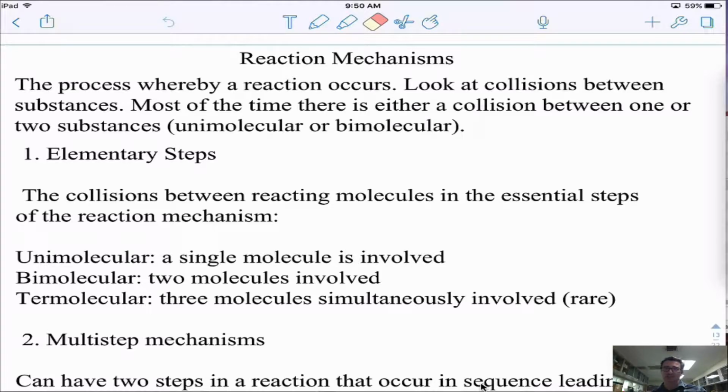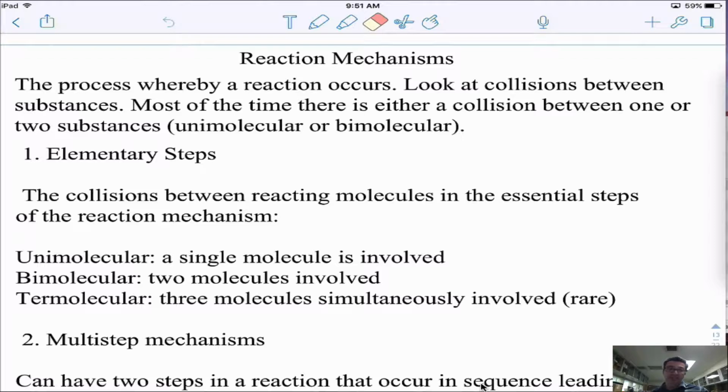It's a process. It looks at how the reaction occurs. It talks about the collisions, how many collisions are occurring at a specific point in time. And you could either have one reactant that is breaking down. That would be called unimolecular. You could have two substances. That would be called bimolecular. You could even have three, which is really rare, and that would be called termolecular.